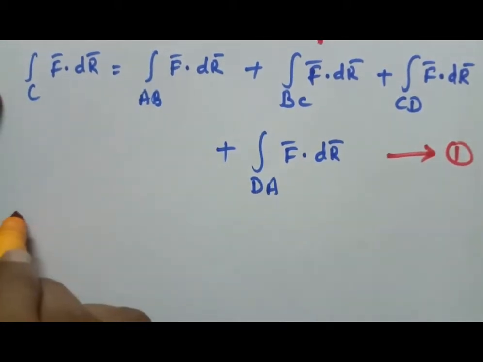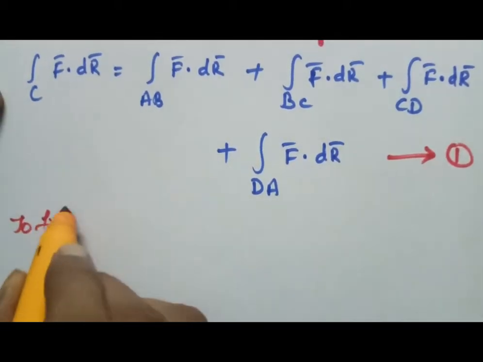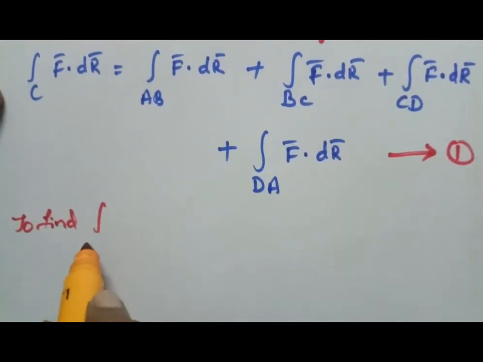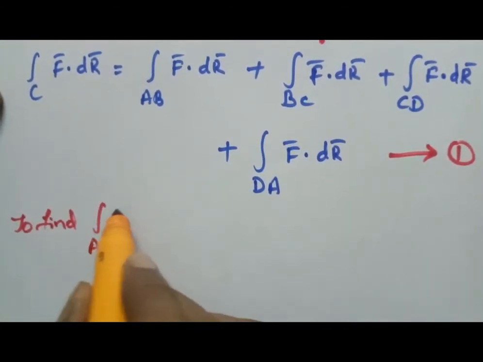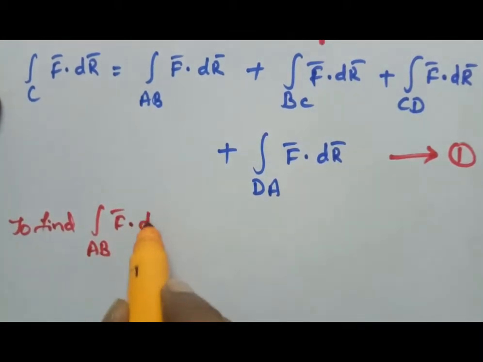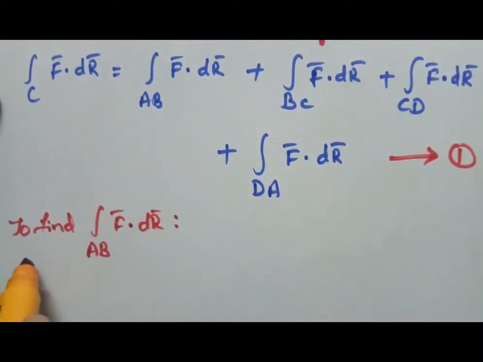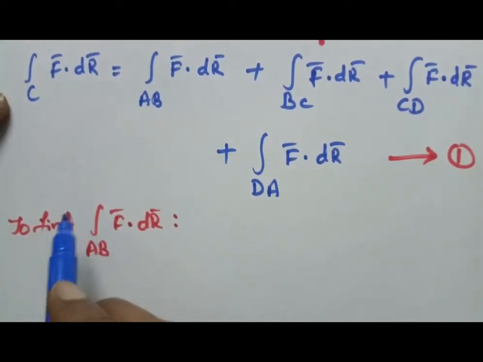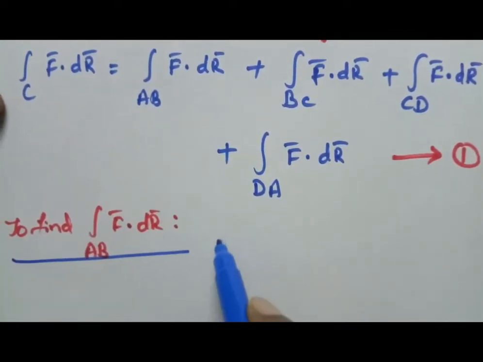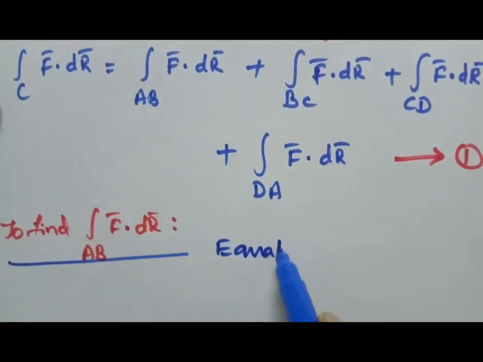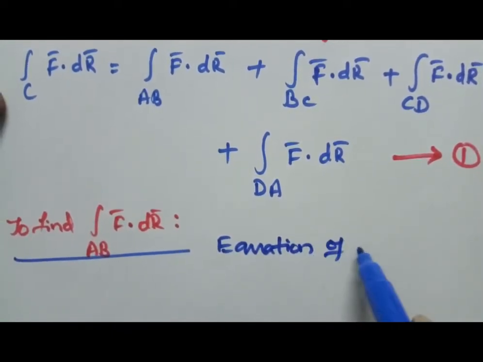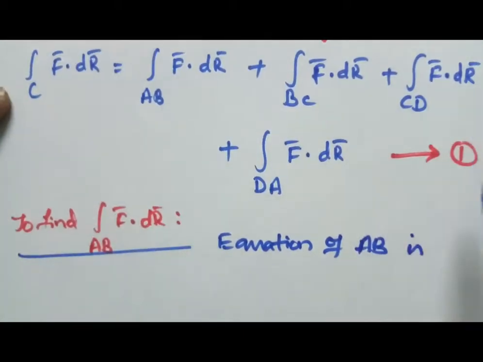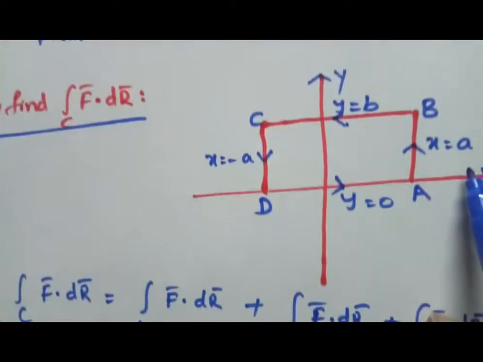Now to find the integration along AB, integration over AB F bar dot dr bar. Now equation of AB is x is equal to a.